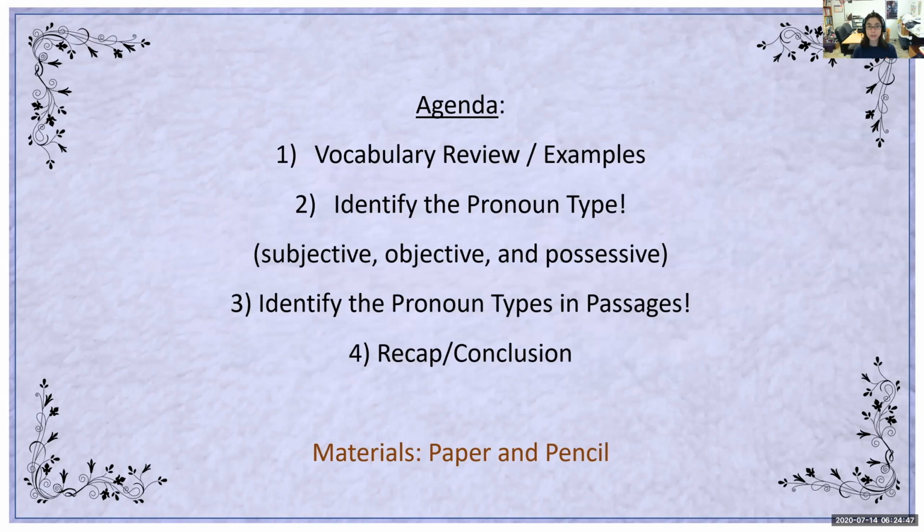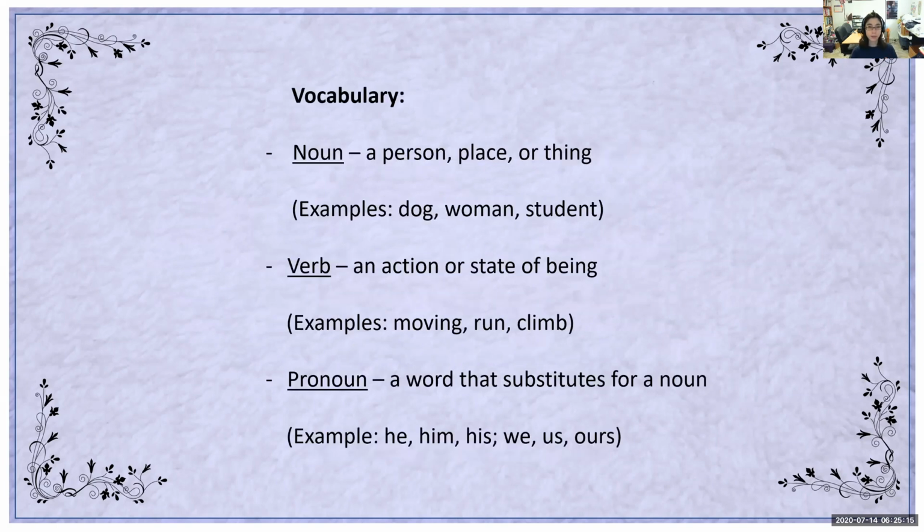So on today's agenda, we're first going to be reviewing some vocabulary terms as well as some examples. Then we'll be doing an activity where we identify the pronoun type, again for subjective, objective, and possessive pronouns. And finally, we will be identifying these 3 pronoun types in various passages. Then we will recap and conclude the lesson. So for your materials, you will need paper and pencil. So let's start off with some vocabulary terms.